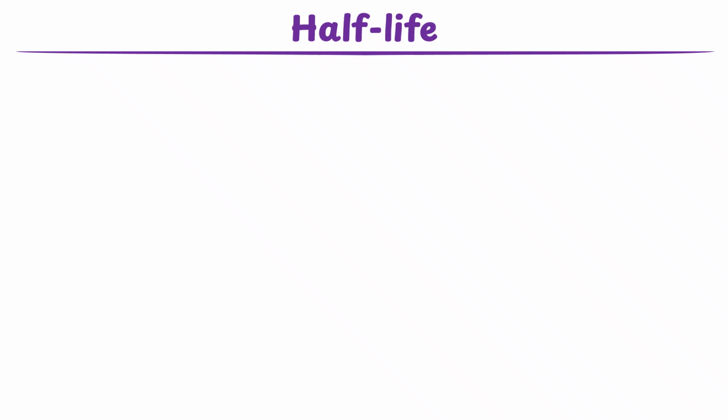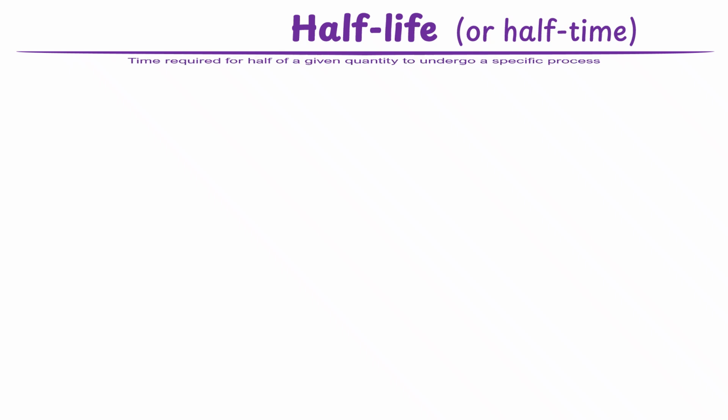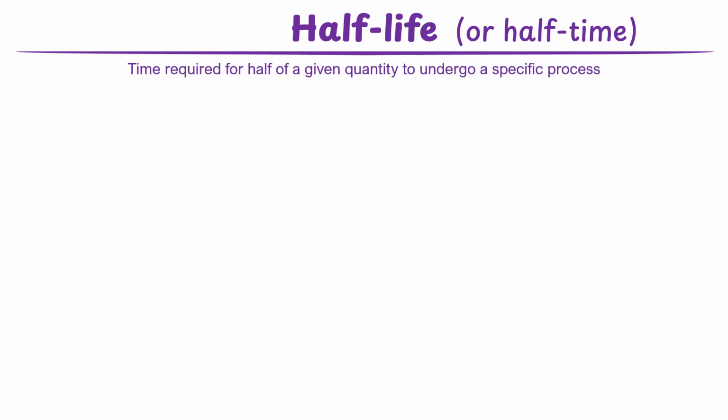Let's start with half-life, also called half-time. Half-life is the time required for half of a quantity to undergo a process. As an example, we're going to look at the concentration of a drug in plasma. So the half-life is the time it takes for the plasma concentration to fall to half of its starting value.